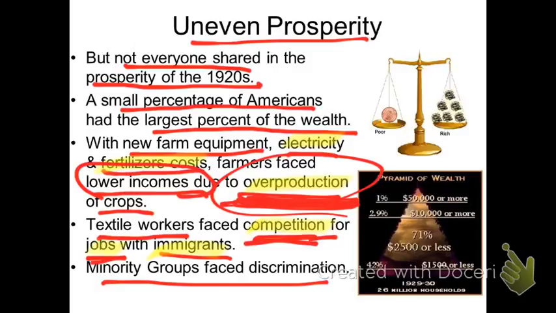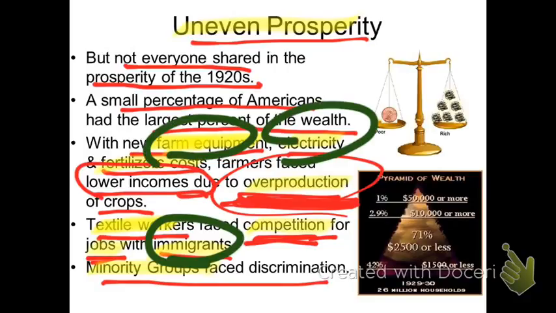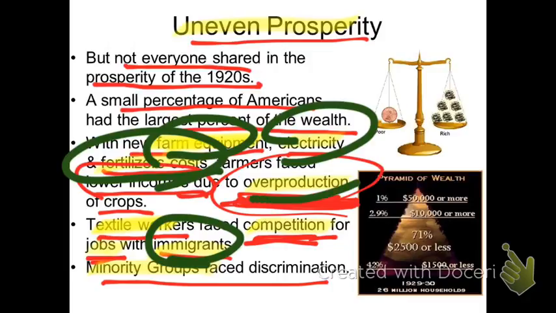So, uneven prosperity: we have a number of groups that are not doing well. Minority groups, workers who are facing competition from immigrants, and then of course we have farmers. Because of the cost of farm equipment, because the cost of electricity and fertilizer is going up, and because they are overproducing, farmers were suffering economically. All right, let's move forward.